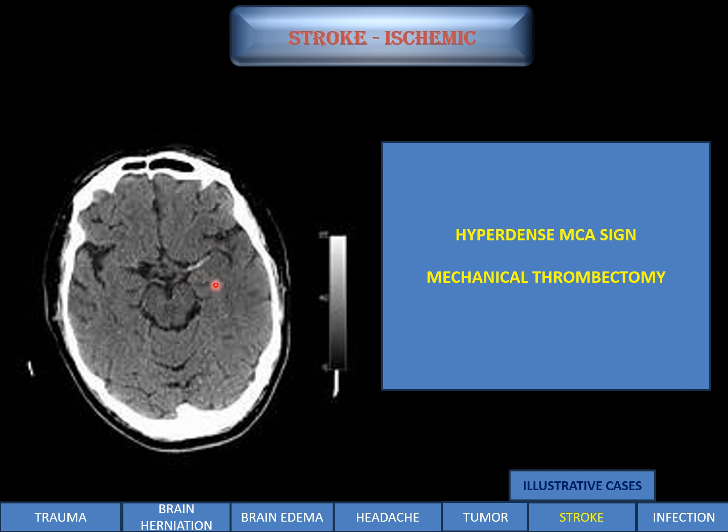And if you have a hyperdense MCA sign, this is a patient who will need a mechanical thrombectomy, provided the tissue has not gone into infarction. Okay, it needs an urgent referral for mechanical thrombectomy. Immediately inform your neurologist, immediately inform your interventional radiologist, and further imaging is needed.